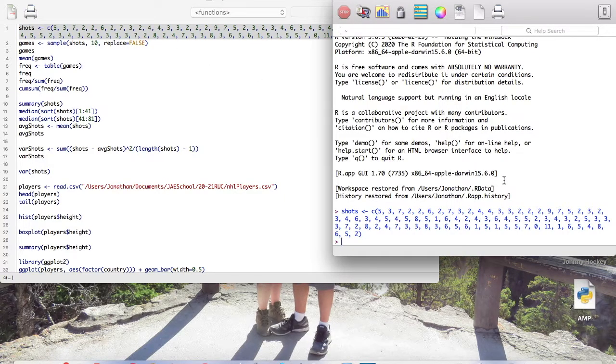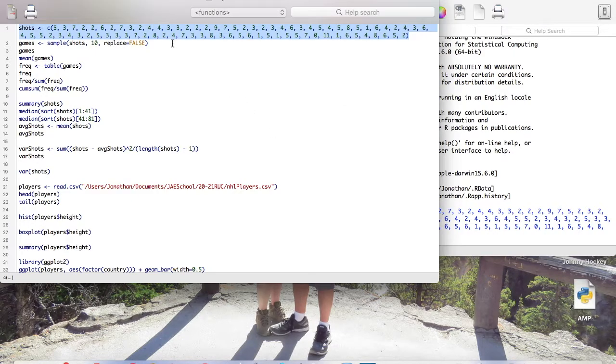Okay, so the first thing that I've got here is this vector of values. You might remember from the first video that we can define a variable, in this case shots, and I can assign to it this vector, which we start by saying c, open parentheses, insert all of our values and close parentheses, and we do that assignment with the less than arrow and a dash. And this is the game-by-game list of shots for Alexander Ovechkin from the 2018-2019 season. So we brought that into memory.